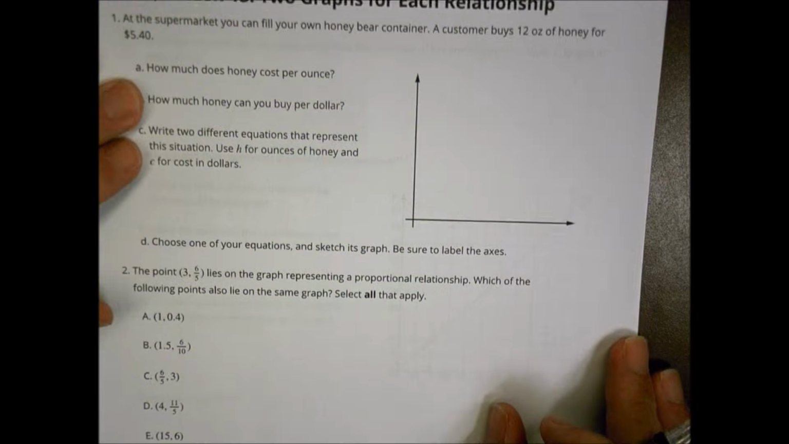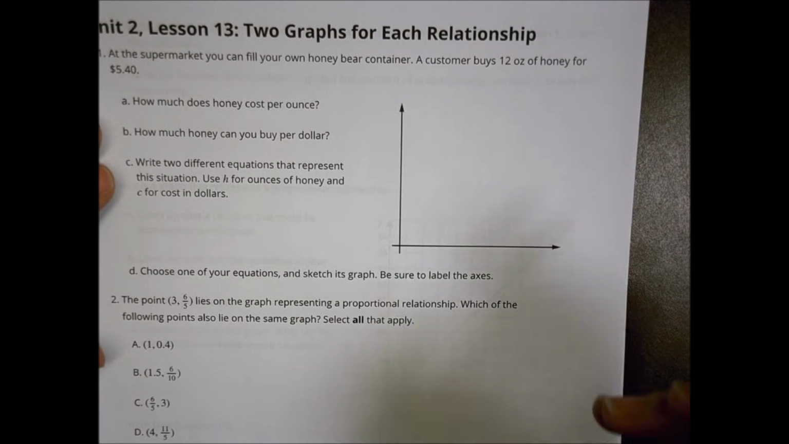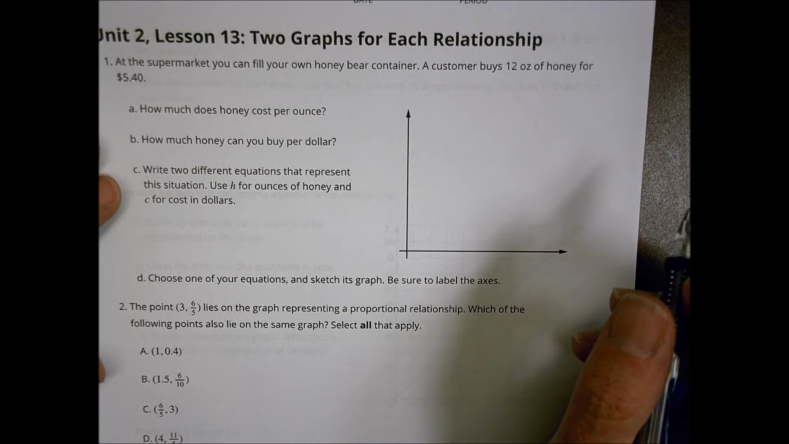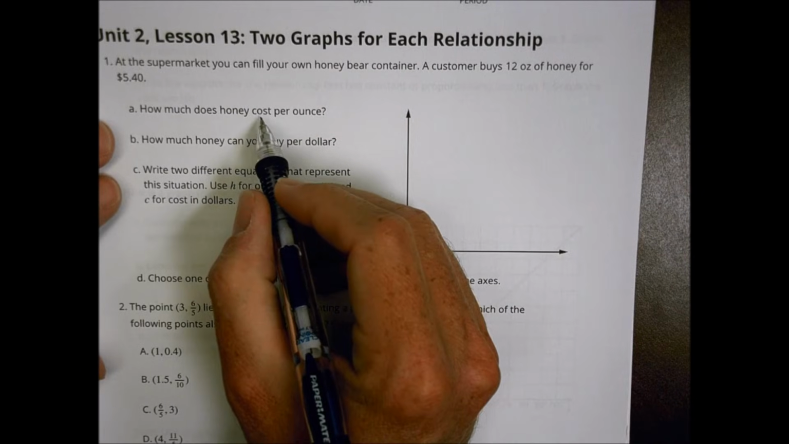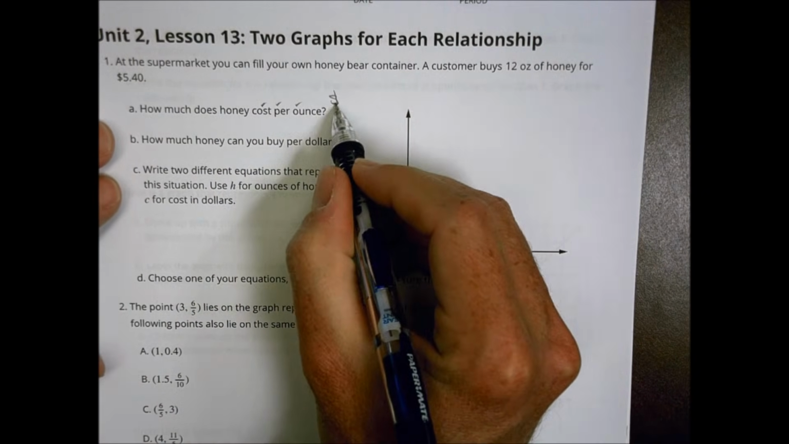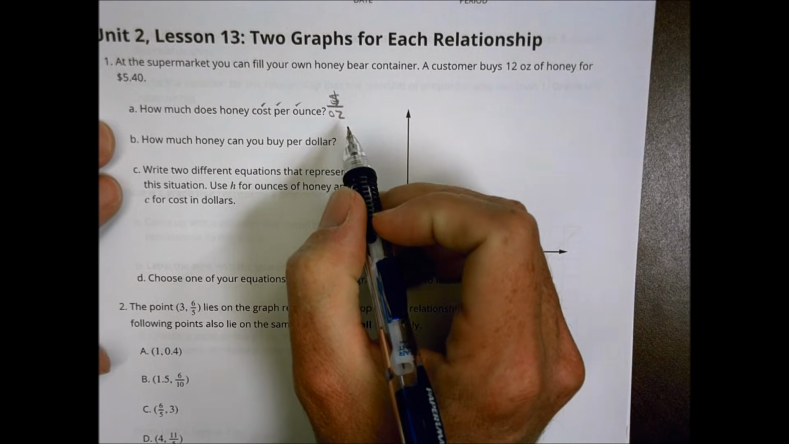Okay, so for tonight's homework, we have, you're at the supermarket, you can fill your own Honey Bear container. A customer buys 12 ounces of honey for $5.40. How much does honey cost per ounce? We have cost per ounce. That means I'm looking at a cost per, that's my money sign, cost per ounce. That's what I'm talking about there.